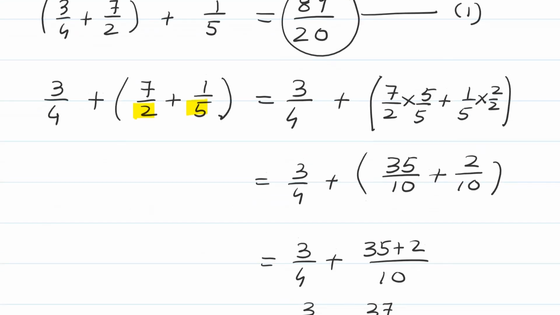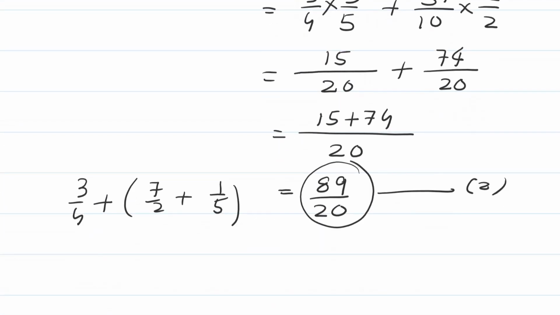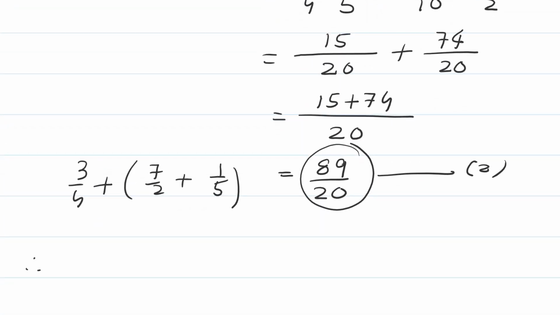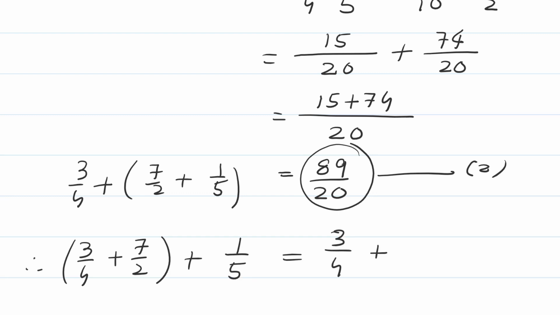From 1 and 2, the two quantities are equal. So 3 by 4 plus 7 by 2, combined with 1 by 5, is the same as 3 by 4 plus 7 by 2 plus 1 by 5. So addition is associative for rational numbers.